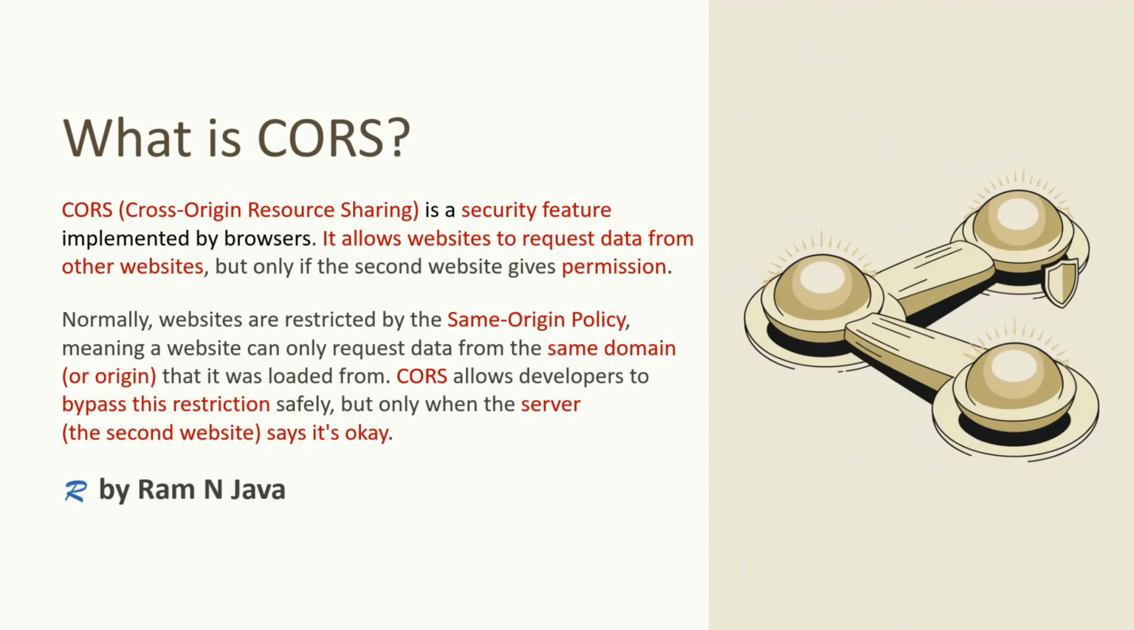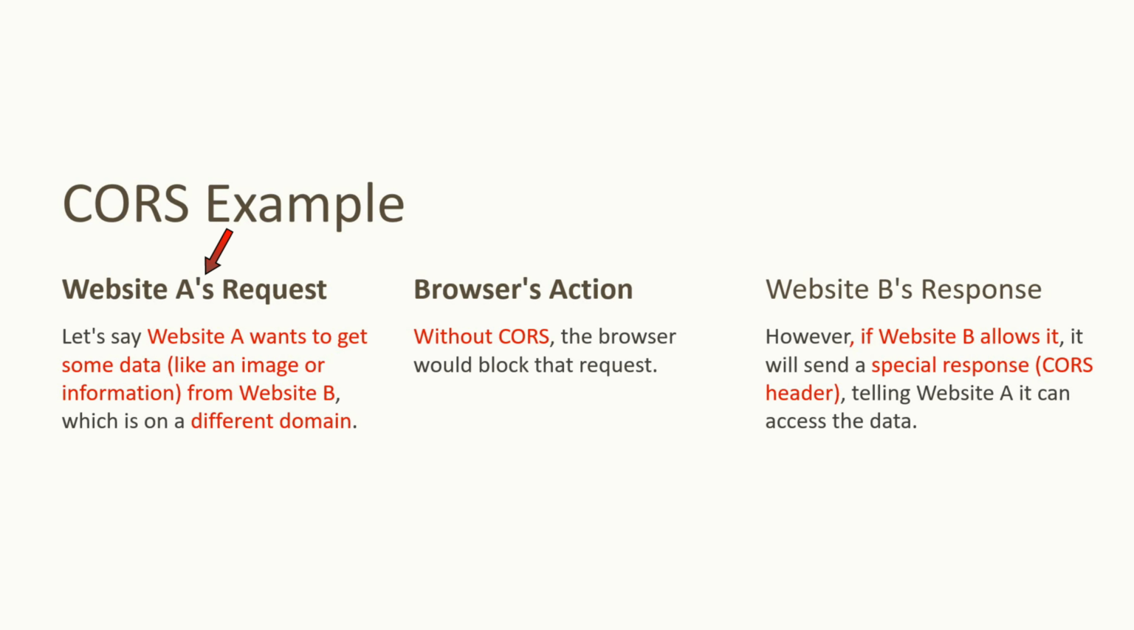Let's say website A wants to get some data from website B. The data can be an image or some information, but website B is in a different domain. Without CORS, the browser would block that request. However, if website B allows it, it will send a special response, which is called a CORS header, telling website A it can access the data.